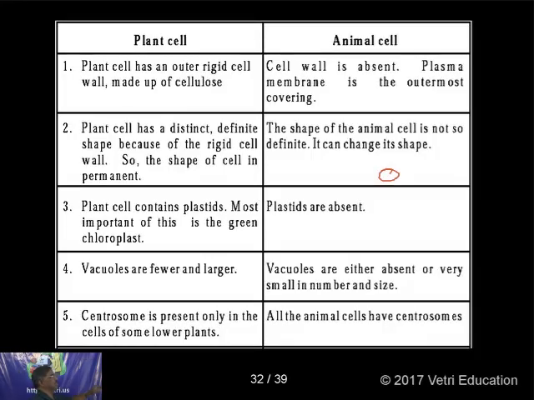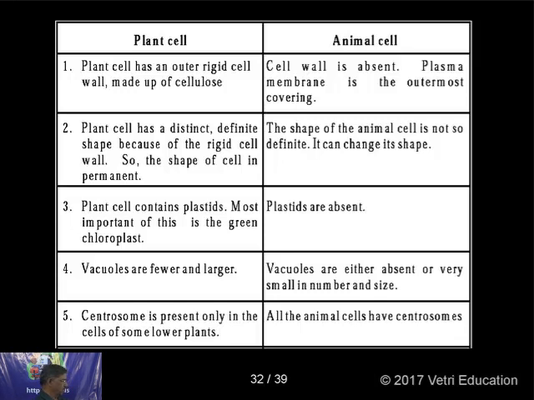So now let us see the differences between the plant cell and animal cell. In the plant cell, an outer rigid cell wall is there. In animals, no cell wall, only plasma membrane. And plant cells have a distinct definite shape because of the rigid cell wall, whereas in animals, there is no definite shape and it will change. Plant cells contain plastids, the most important of these being the green plastids, which carry out photosynthesis, whereas plastids are absent in animal cells. And in plant cells vacuoles are few and larger. Here in animal cells, vacuoles are either absent or very rarely we can find them small and in number.